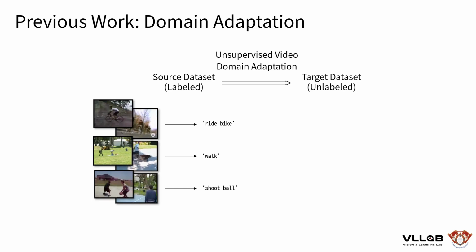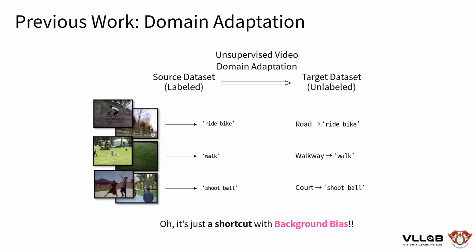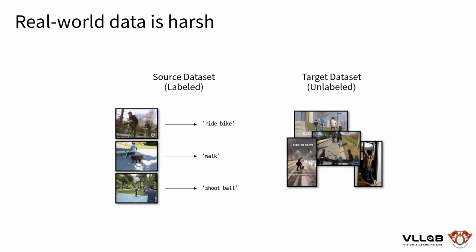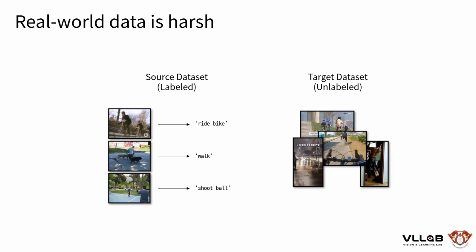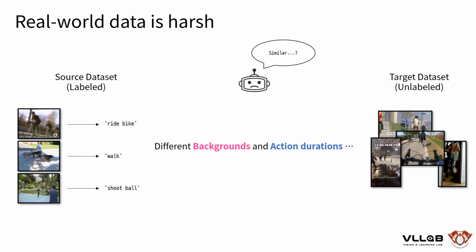By the way, the model is going to work like this. The place in the video looks like a road, then ride bike; walkway, then walk, and so on. Then it's just a shortcut with background bias. But real-world data is harsh. Recognize the weather, the format, and their view differences. So the model cannot relate them easily.